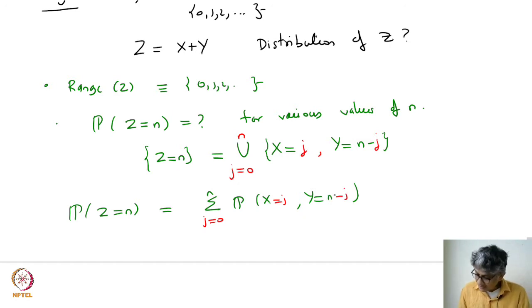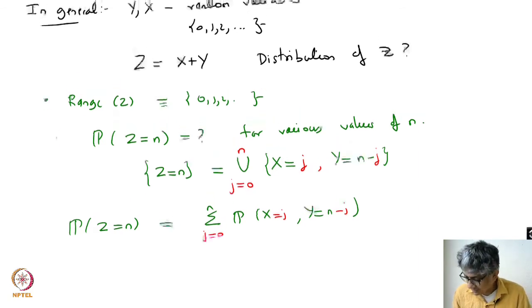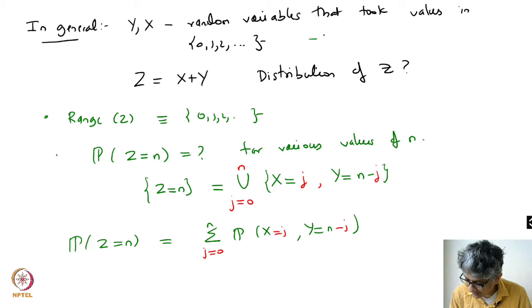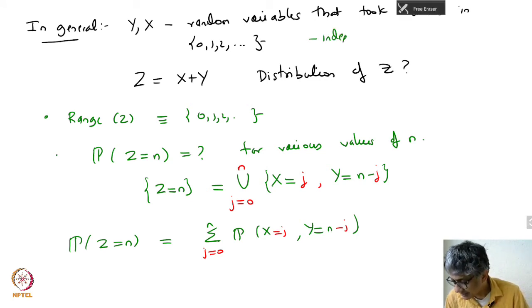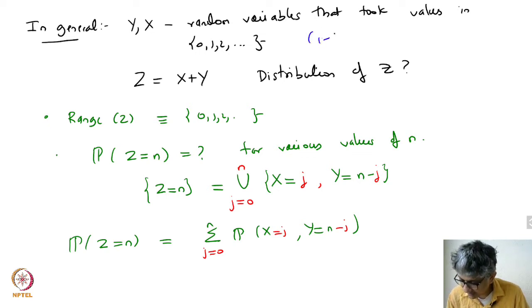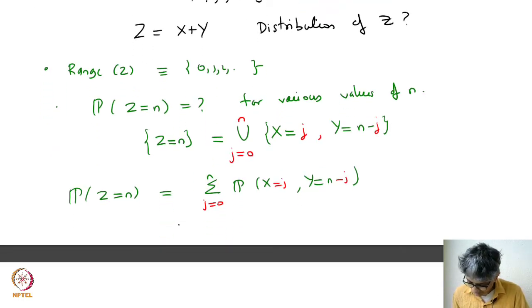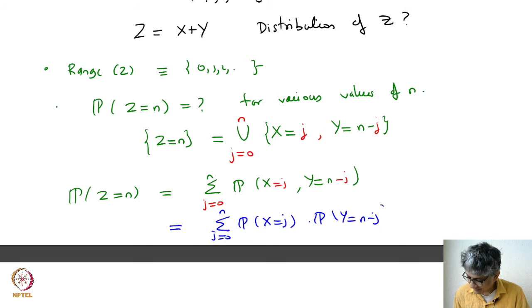And in addition, if we were given that x and y were independent, let's write that in blue. In addition, if x and y are independent as well, then what would happen? Then you'd come here and you would say, okay, fine. Now that's the same as the sum from j equal to 0 to n of the chance that x is equal to j times the chance that y is equal to n minus j. Okay, so this step you can do.